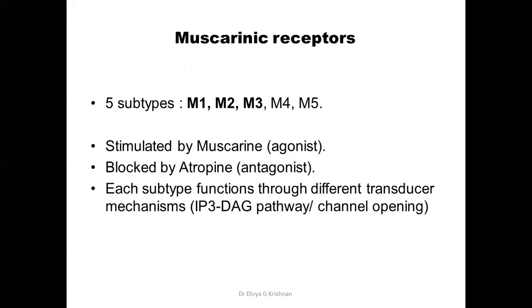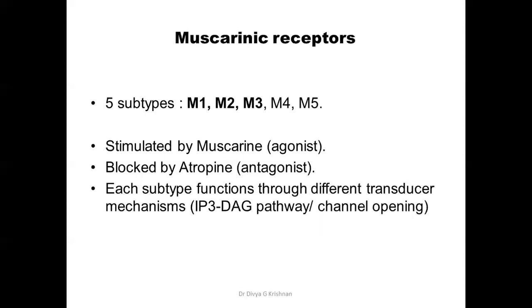They are blocked by atropine. Atropine is the antagonist on all the muscarinic receptors. Each receptor, as I told you, is a type of G protein coupled receptor. And when you were studying the G protein coupled receptor, you studied the function through different effector pathways. It can be the cyclic AMP pathway, or the IP3-DAG pathway, or through channel regulation. So here, M1 and M3 function mainly through the IP3-DAG pathway, whereas M2 mainly functions through channel opening or channel regulation.